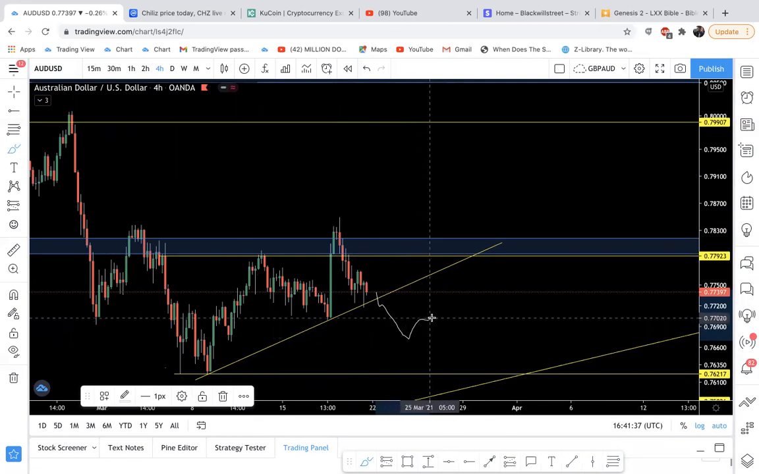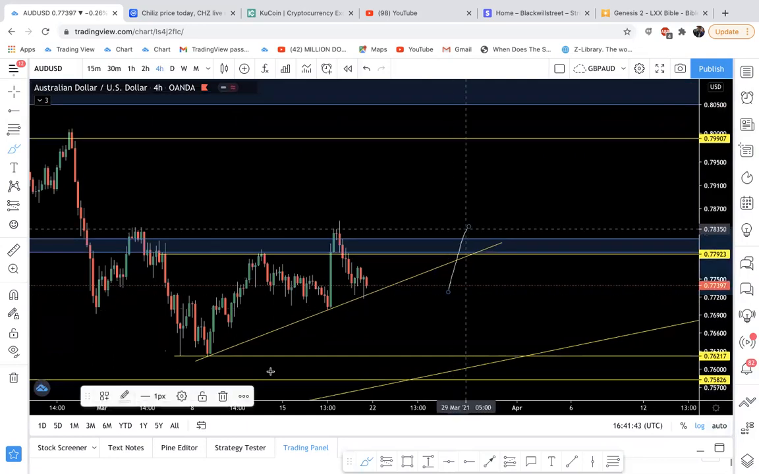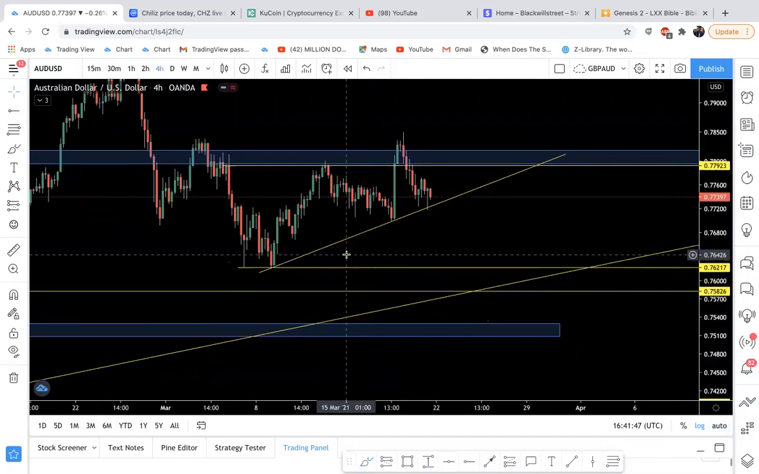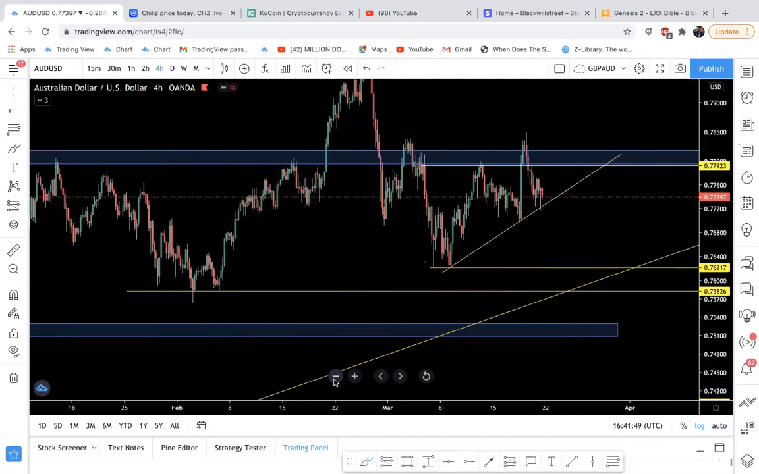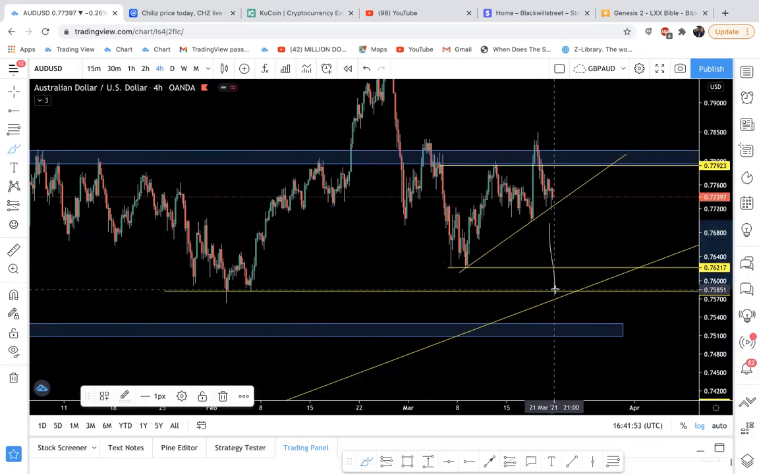And then on the pullbacks, you continue to look to take it lower. Now, if price actually breaks that low, then you could go even lower. Because really, if price continues down, I will expect it to create a lower low, retesting the structure support to the left.